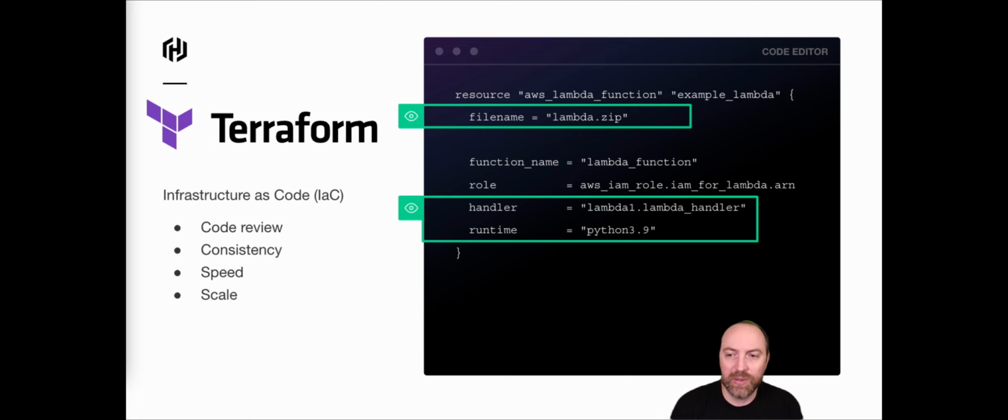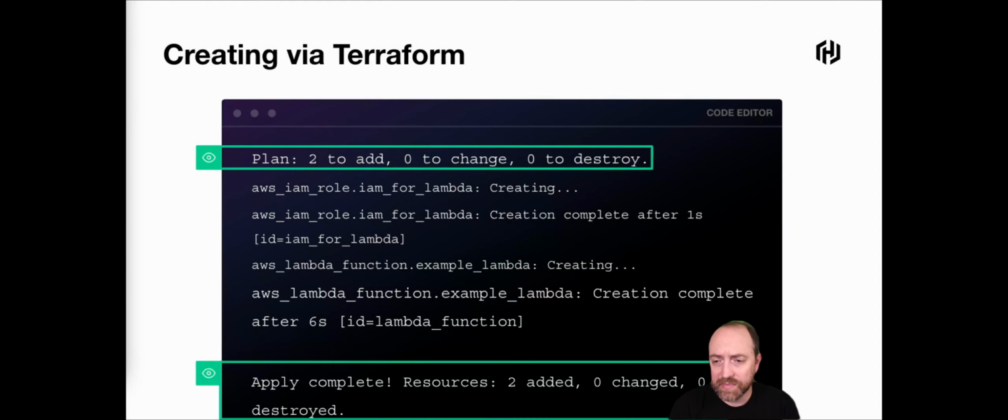That's that resource. What does it look like when you run this with Terraform? It looks like this. It says it has 2 resources to add. You can see my IAM role there. You can see the function after 6 seconds. Boom. Here it is. That was pretty easy.